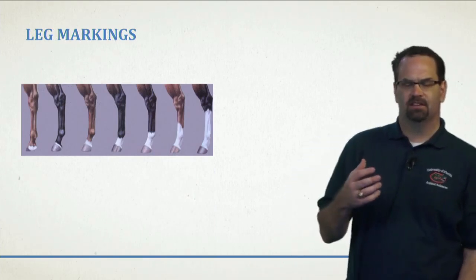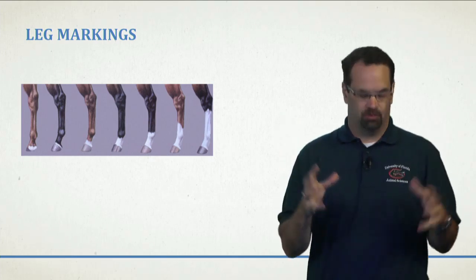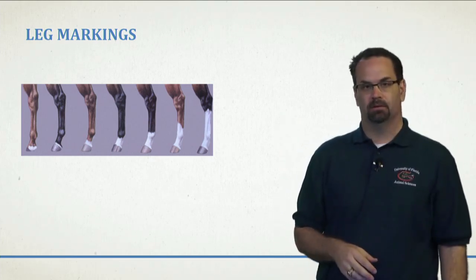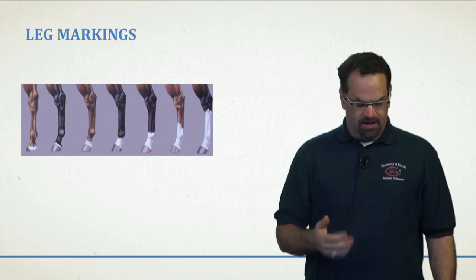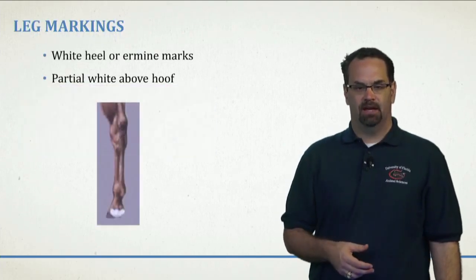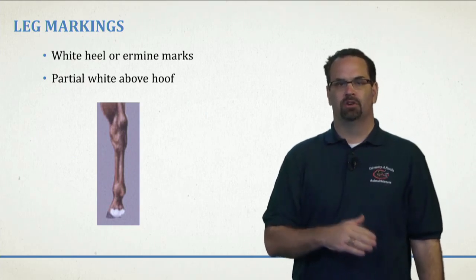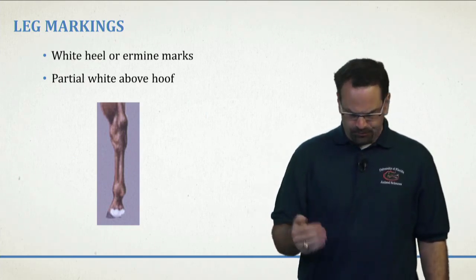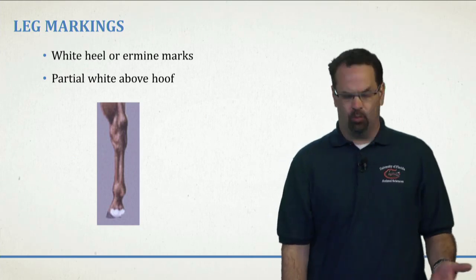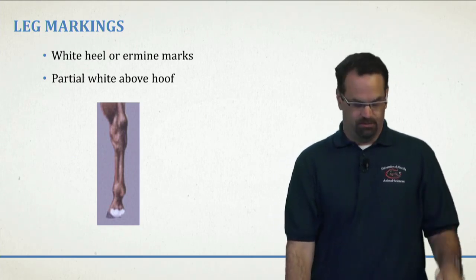So that sums up most of the facial markings that are most common amongst horses. The next is the leg markings, and we're going to work our way up. We'll start at the hoof and work our way up the leg. The first one is when you just have some white along the hoof or just above the hoof.